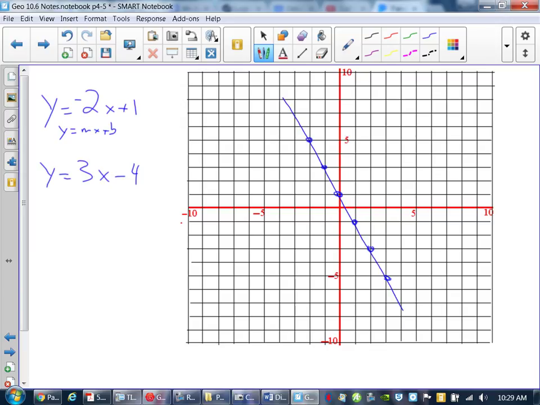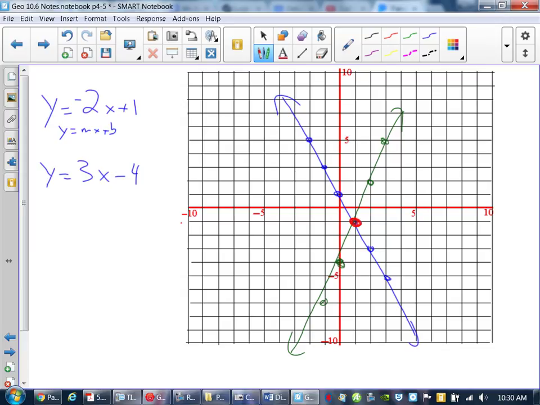And you graphed your first line. And then you would do that again with the secondary equation. Start at negative 4, go up 3 over 1, and you do this one. And you found where the two lines intersected.